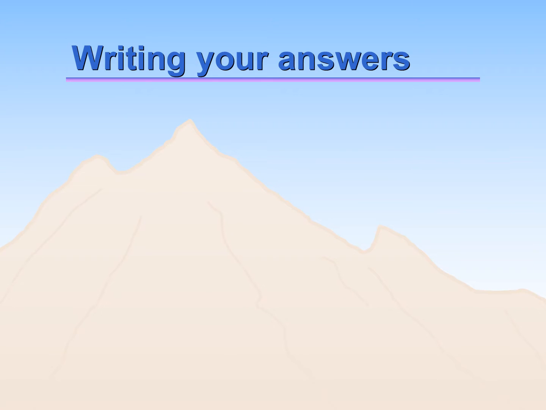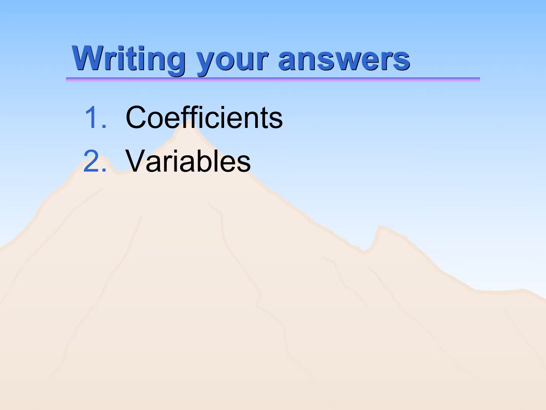When you're writing your answers, order is very important to keep things clear. So when you're writing your answer, make sure that you write any coefficients first. After you write your coefficients, you can write your variables, and after your variables, you can write i, and then after you write i, you can write any radicals that you may have. So order is important. It should be written in this order.